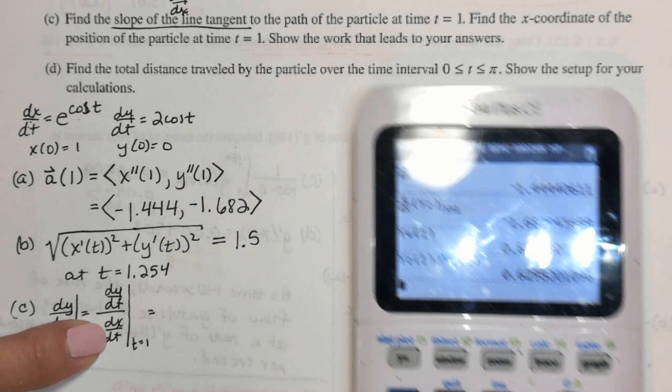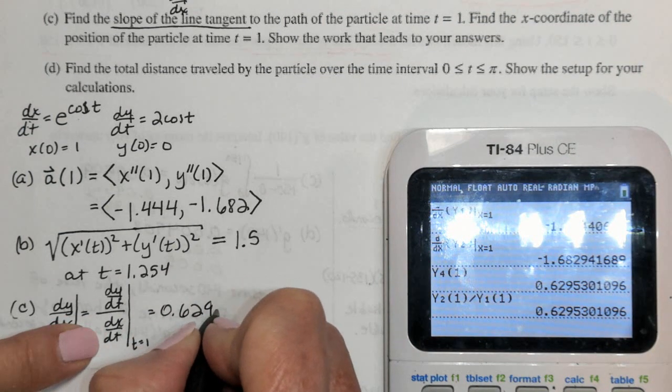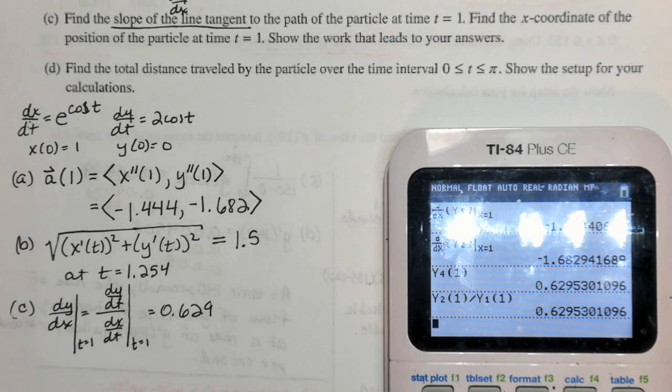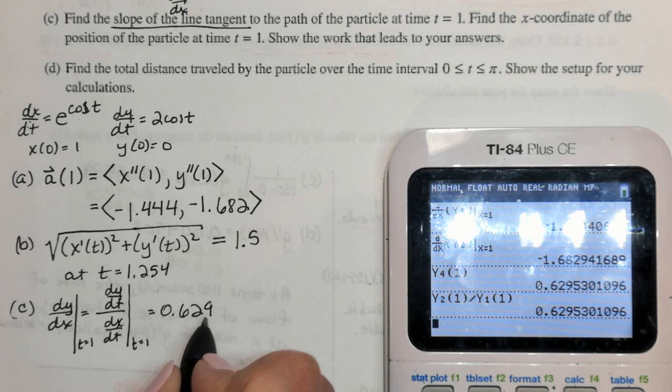And of course, it would give you the same answer. So 0.6295. Give more if you want to, but you have to have at least 3. So they would accept 0.629 and 0.630 in this case.